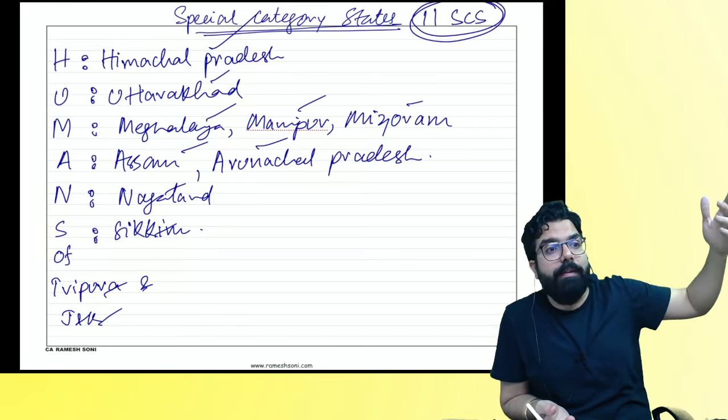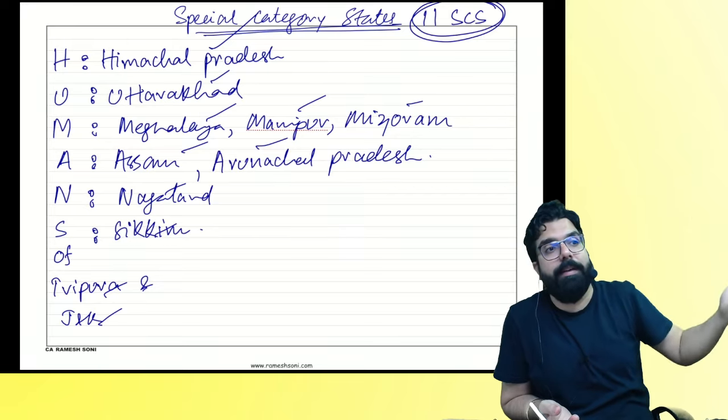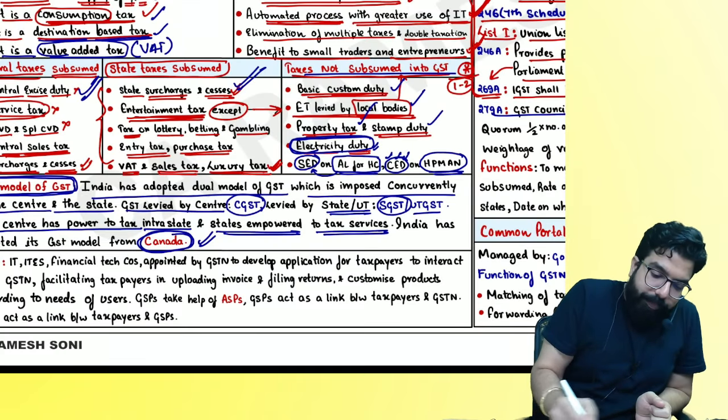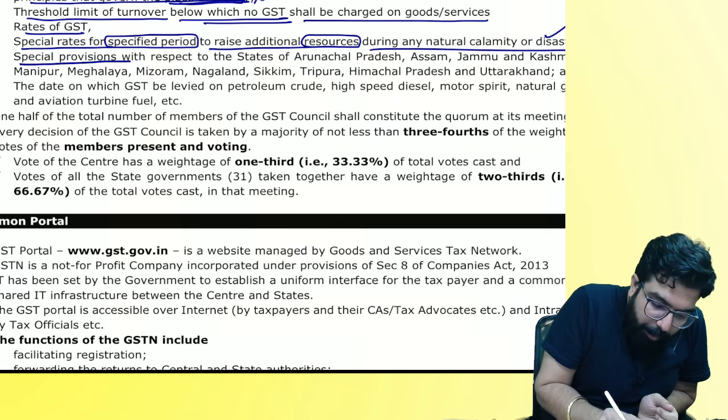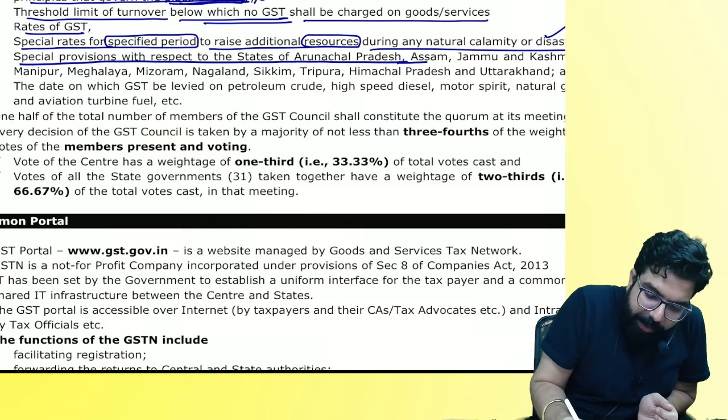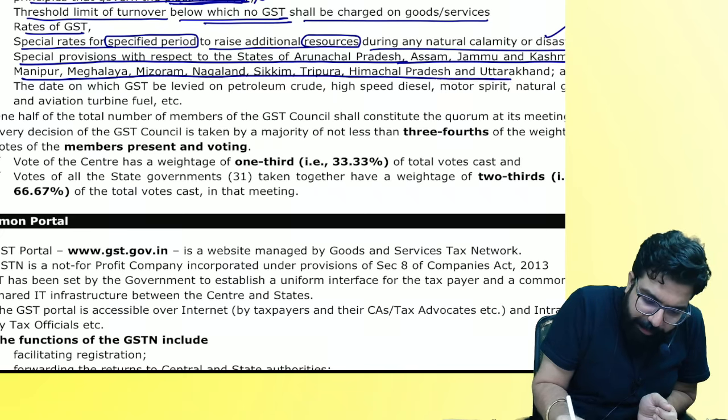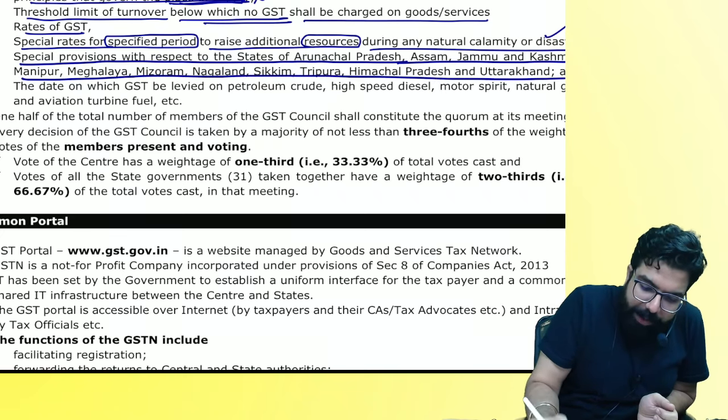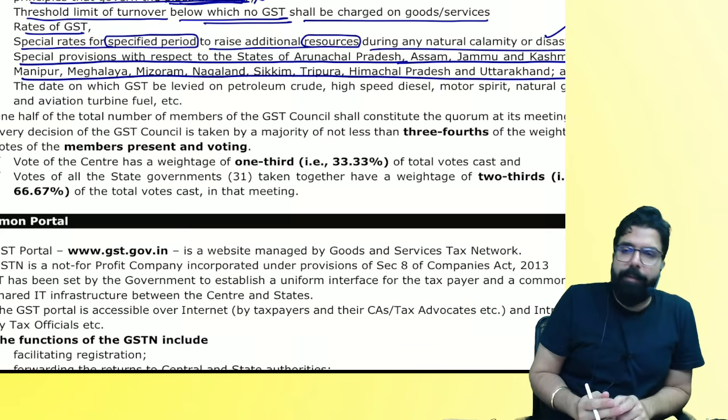Now, who will decide for special category states what the limit will be? So, they told that special provision with respect to which states, everyone? Special category states. All these are special category states. I have already told you. Can I go ahead, everyone?